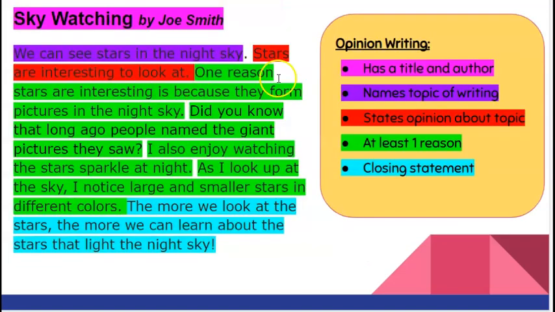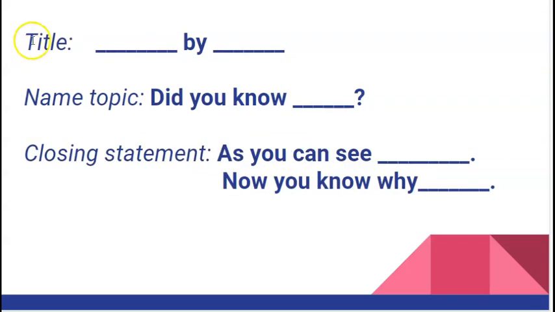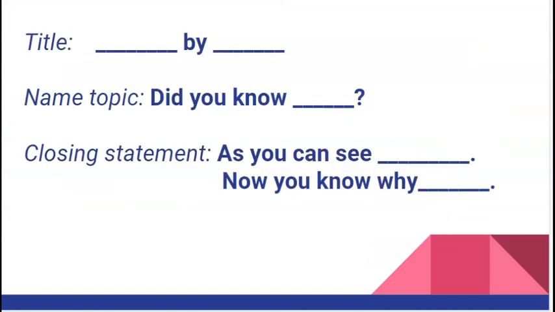Okay, I made sure I had my title and author. I added my topic sentence. I have my opinion that birds are amazing. I added 2 reasons and an example why birds are amazing, and we just added in that closing statement. Now I know I have all the components of a great writing piece. Today, you guys are going to do the same thing. You're going to add in your title, your topic sentence, and your closing statement so that you have a final draft like Miss Kelly ready to go.